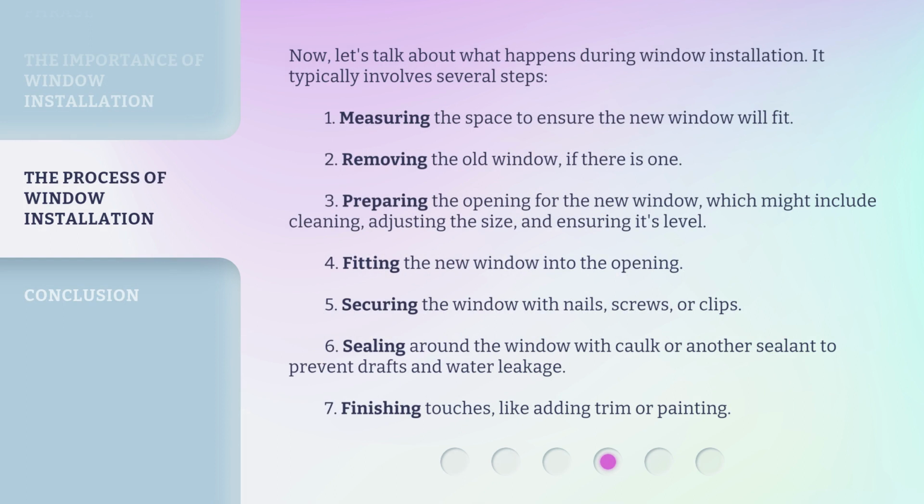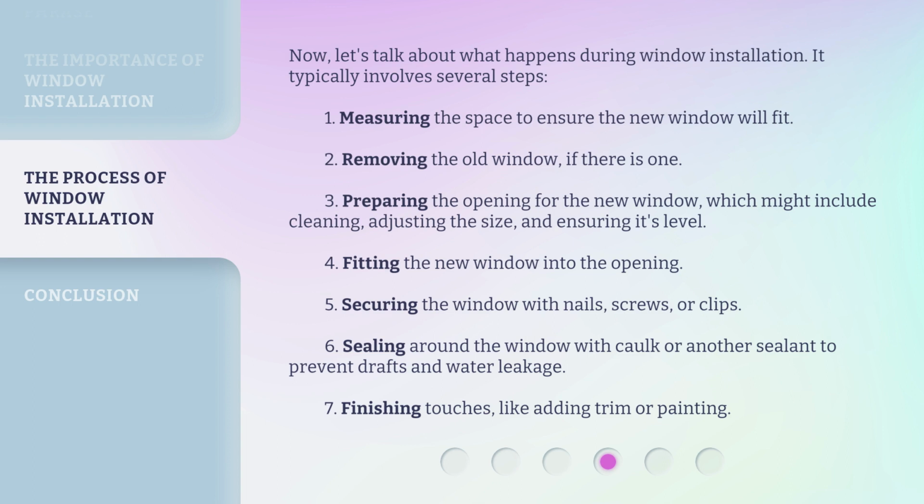Now, let's talk about what happens during window installation. It typically involves several steps. 1. Measuring the space to ensure the new window will fit. 2. Removing the old window, if there is one. 3. Preparing the opening for the new window, which might include cleaning, adjusting the size, and ensuring it's level. 4. Fitting the new window into the opening.